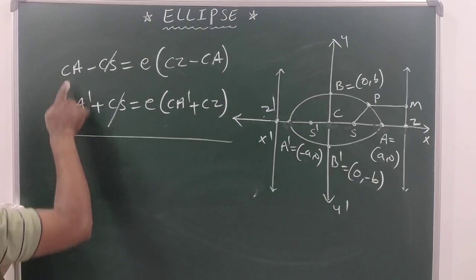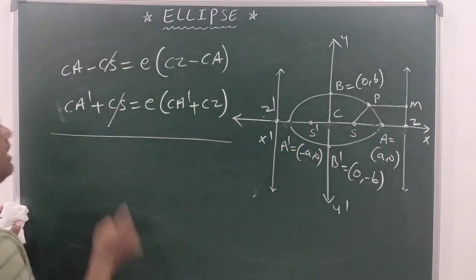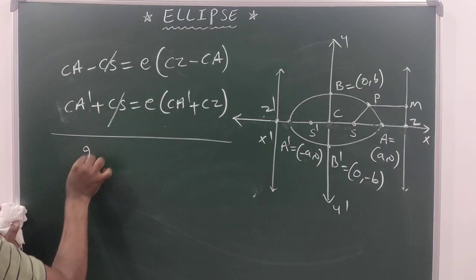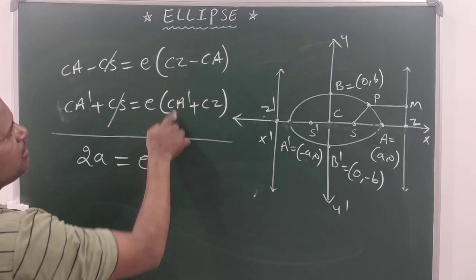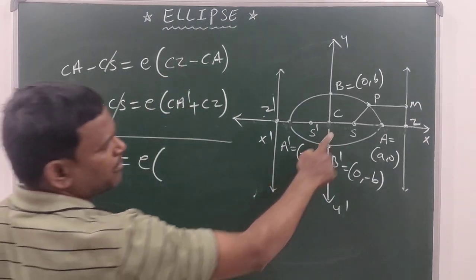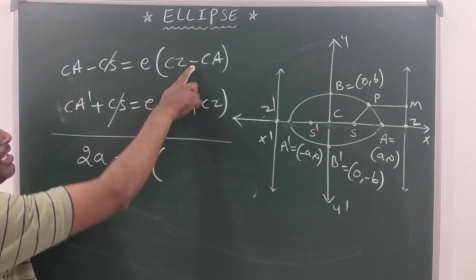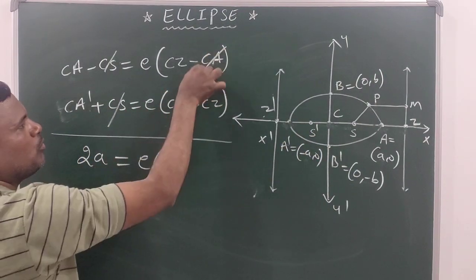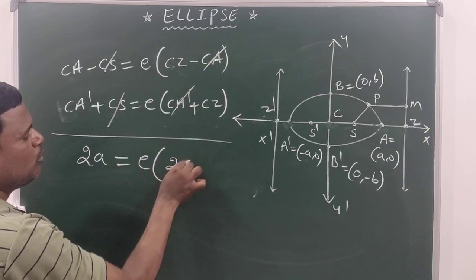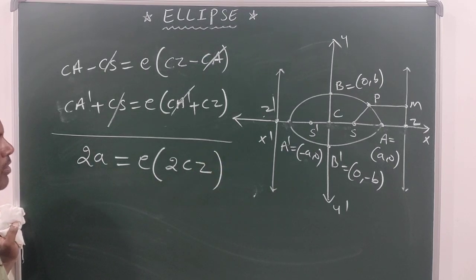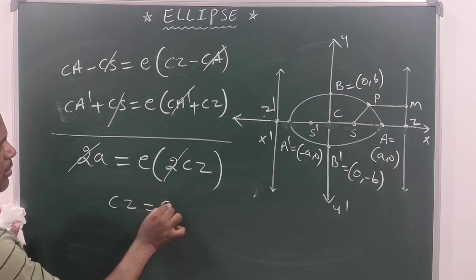Now add both of them. Both quantities are equal, so here CA is equal to CA dash. On adding these two, you will get 2a, which is equal to E of. If you add these two, observe that CA and CA dash are both the same. One has a minus sign, one has a plus sign, so both get cancelled. So here you will get CZ plus CZ, 2CZ. So the 2 gets cancelled. Now CZ is equal to A by E.